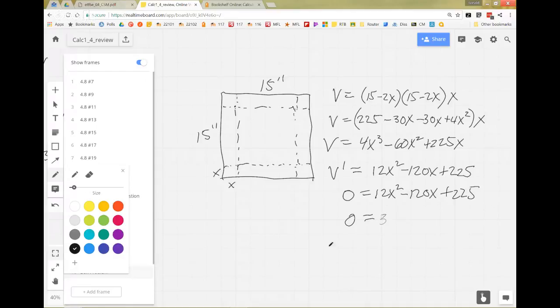So if we take out a 3, does that look right? Boy, and 73 is not friendly. So it looks like we're not going to be able to factor this. Shouldn't it be 75? Yep, thank you.